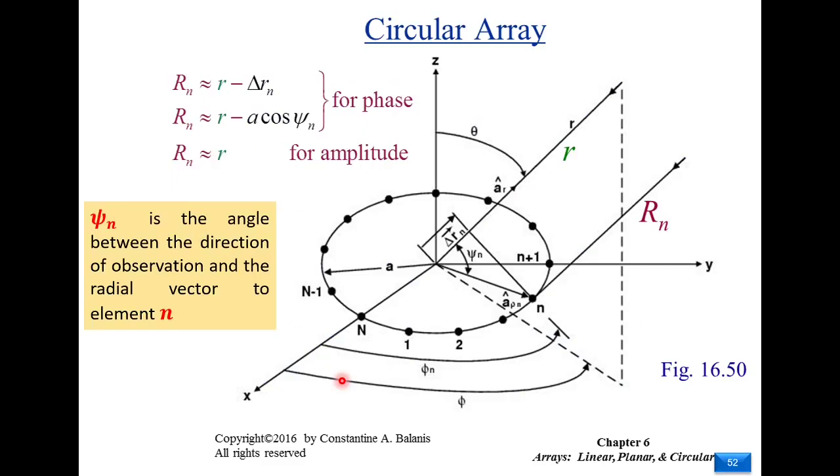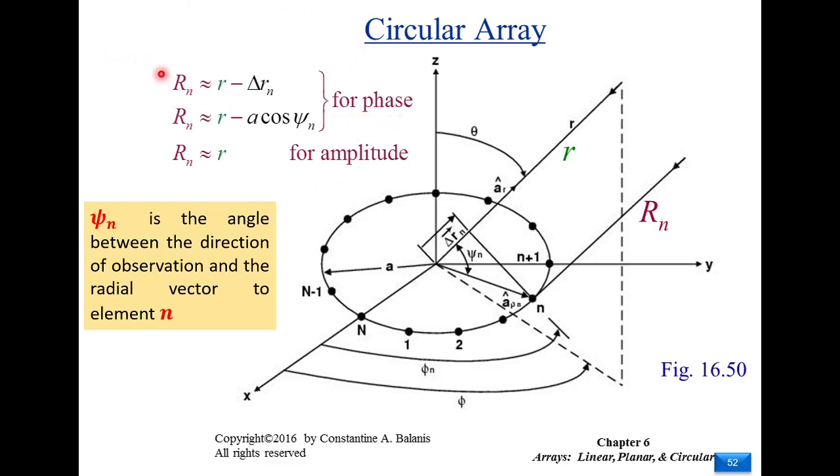So back to our arrangement. The antenna elements are arranged in a circle. This is 1, 2, and so on. We have n elements arranged on a circle, and of course you can calculate the angular spacing from one element to the other. It's 2 pi divided by n. As an approximation, we are assuming that the vector going from any element to the observation point is parallel to the vector going from the origin to the observation point. And we are using this approximation for phase.